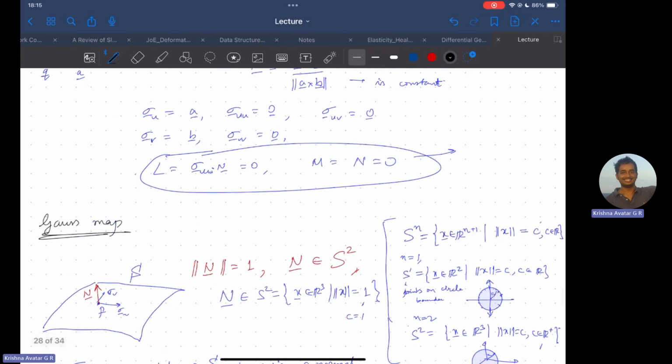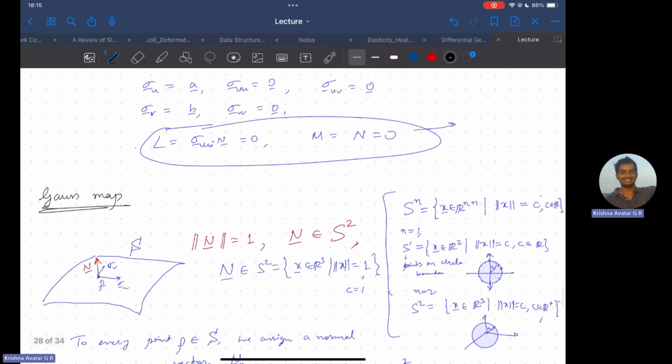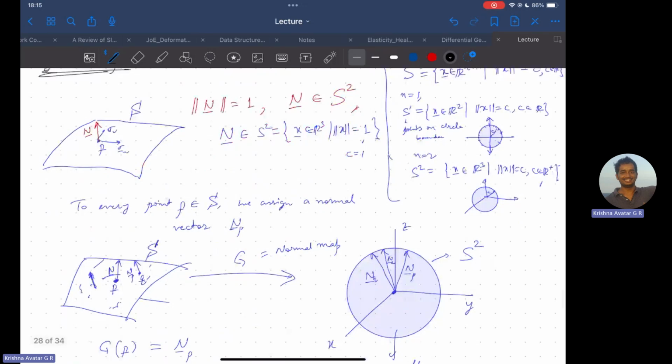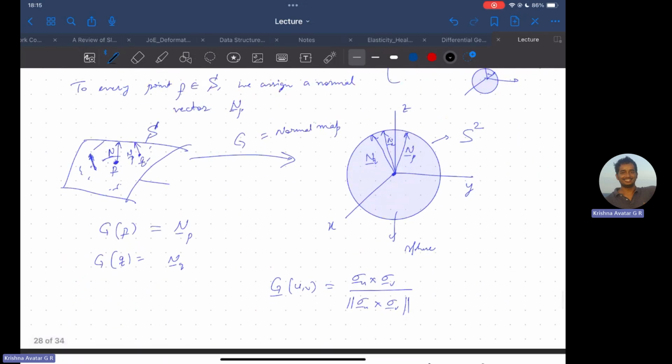Then we moved on to defining what we call a Gauss map, which is just the mapping from a point on the surface to a normal vector, which is the local normal at that point. The tips of such normal vectors lie on the boundary of a sphere. So the mapping is what we call the Gauss map.